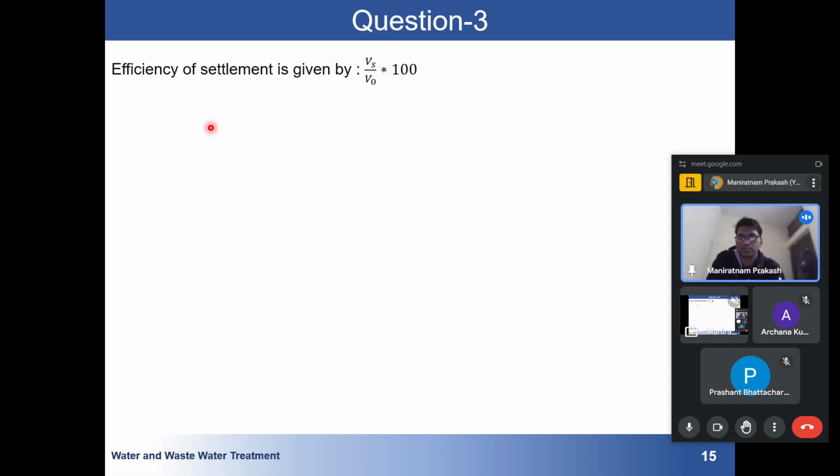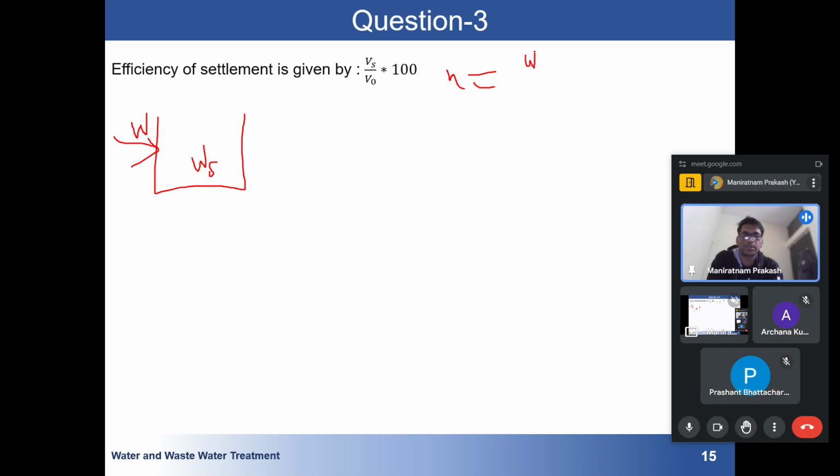Now see, remember this thing. This is your tank. Now imagine that W weight of suspended solid is coming into the system, and the settled one is Ws. So the efficiency will be given by what? Sorry, I'm writing directly on the laptop, that's why I'm writing in this way. But I hope you will be able to understand it.